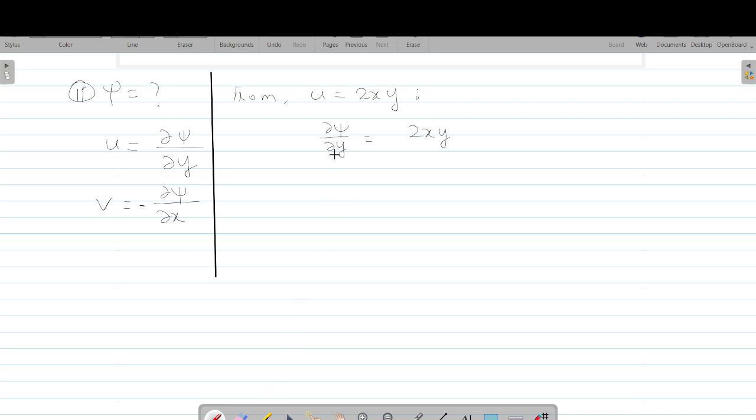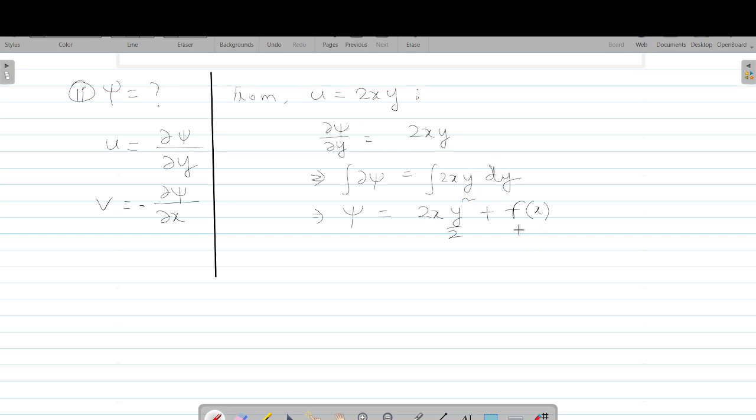So now let's do this. d psi by dy is equal to 2xy. So from here I can write the integration of d psi is equal to the integration of 2xy dy. So now psi will be equal to 2x y square by 2 plus a constant of integration, and that should be a function of x, because you have done the integration with respect to y. We have integrated this equation with respect to y.